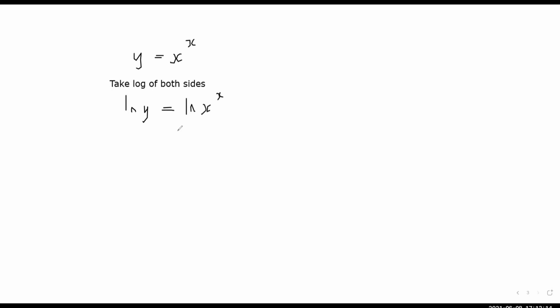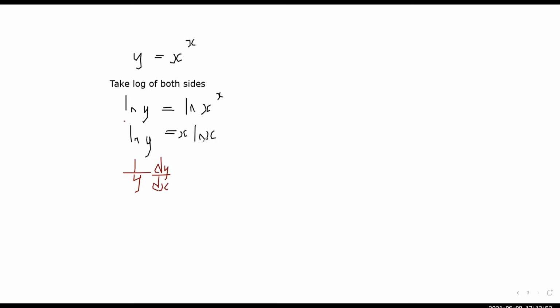After we take the log of both sides, by rules of logarithm, we can bring down the power. So we can now say that ln x, and carry down the power in front of it, is x right here. And so ln y is x ln x. Nice. The next thing we need to do now is realize that we can differentiate it. When we differentiate ln y, we get 1 over y, and then you always multiply by dy by dx. That's when we differentiate both sides with respect to x.